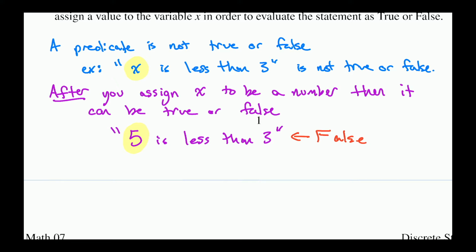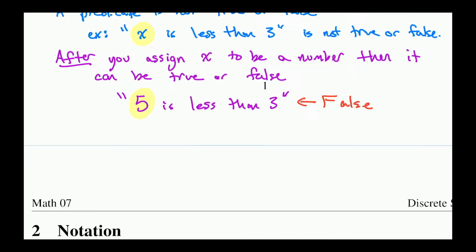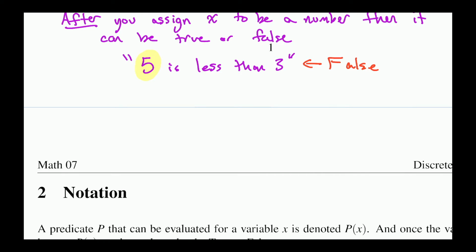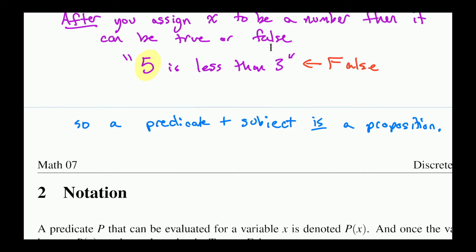So a predicate on its own is not true or false. A predicate along with the subject is true or false, which makes it a proposition, right? Because it's true or false. So a predicate plus subject is a proposition. Now remember, proposition just means a thing that can be true or false, a statement of fact that can be true or false. Okay, so that's all I'm saying there.